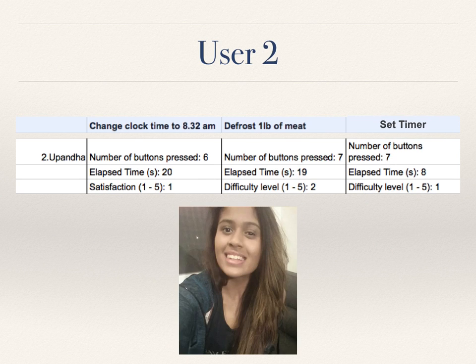Our second user had the most difficult time defrosting a pound of meat. It took her 19 seconds and she had to press 7 buttons for it. Yet she still rated all 3 tasks to be a 1 or a 2 on the difficulty level.